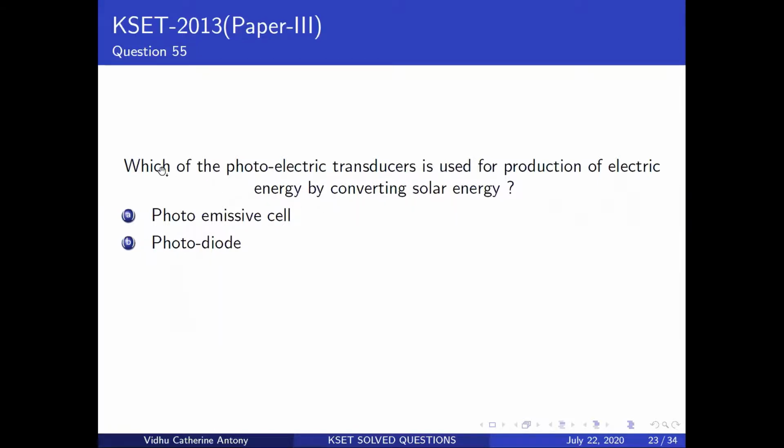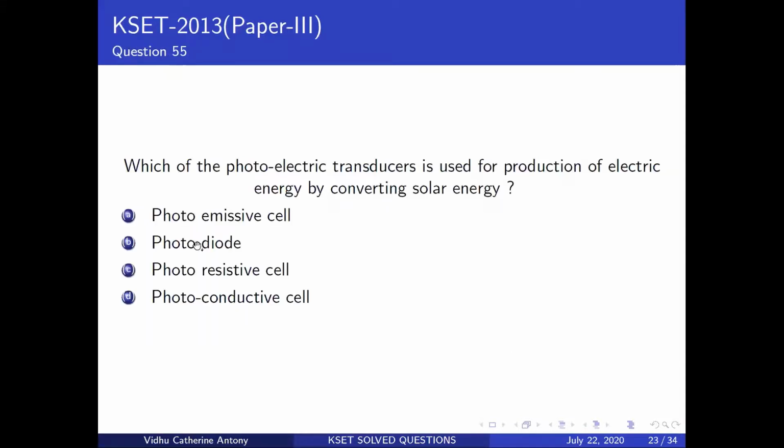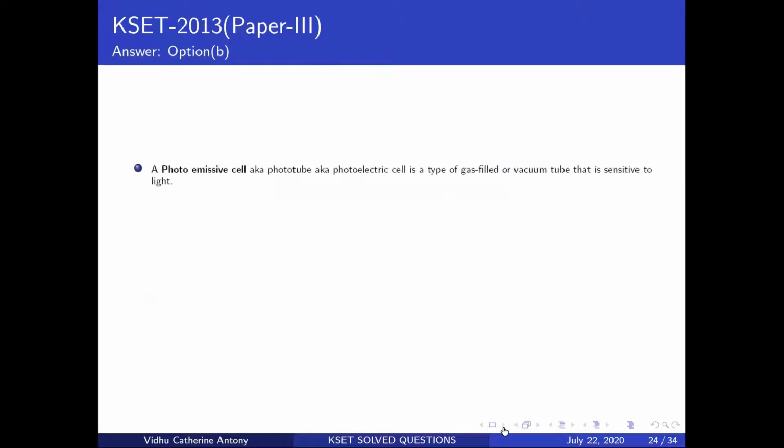Okay, so let's look at this. Which of the photoelectric transducers is used for the production of electric energy by converting solar energy? The options given are a photoemissive cell, photodiode, photoresistive cell, and photoconductive cell. Let's go through all these options. You know it's the photodiode, but let's go through it. Why the photodiode? Because all of these other things do not produce electricity. This is the only thing that gives you electricity. So it's option B.